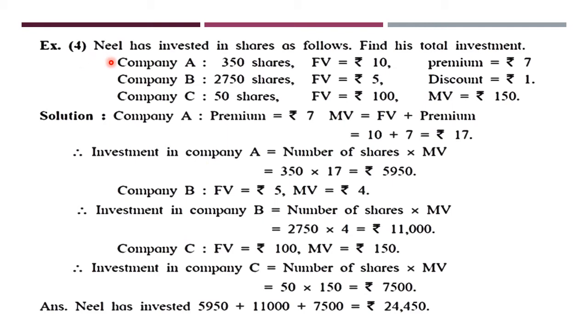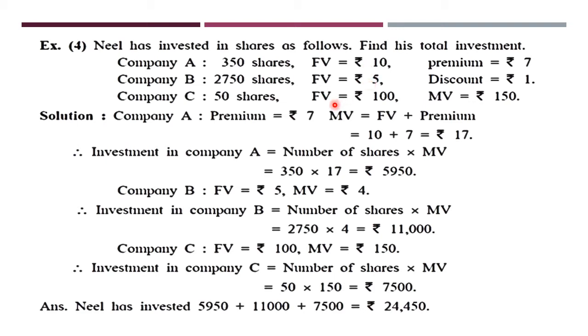Next, example 4. Neil has invested in shares as follows. Find his total investment. Company A, 350 shares. Face value per share is ₹10 and the share is at a premium of ₹7. So the market value of the share is 17. For company B, 2750 shares. Face value of each share is ₹5 and the share is at a discount of ₹1. So market value will be ₹4, it is 5 minus 1. In the first case, premium, so 10 plus 7. In the second case, discount, that means 5 minus 1.